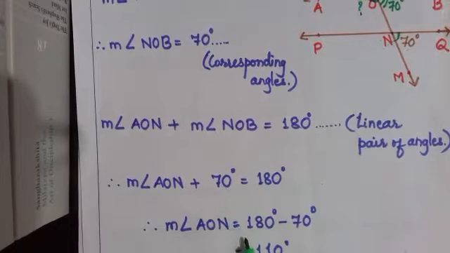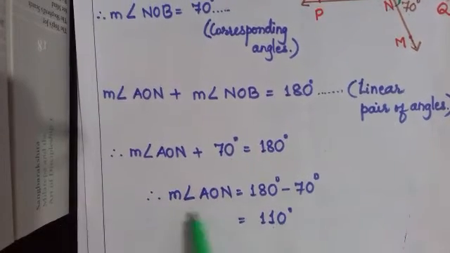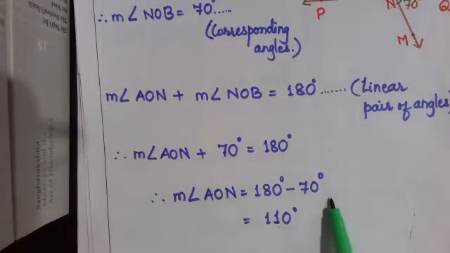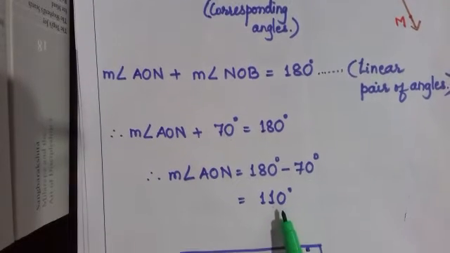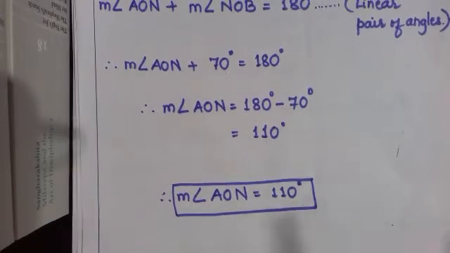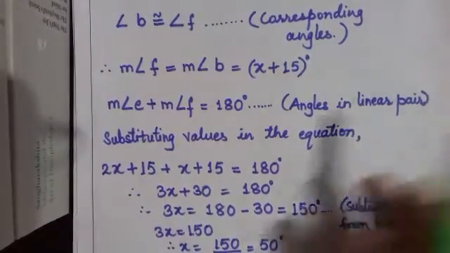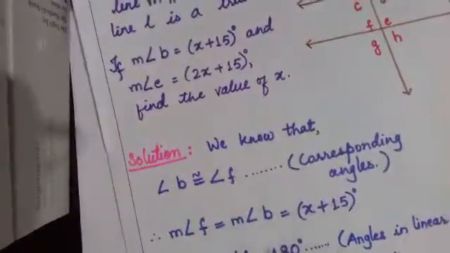This plus 70 will go on the right side of 180, it will become minus 70. So measure of angle AON is 180 minus 70, what will we have? 110. In this way, measure of angle AON is 110. Earlier also we got measure of angle AON as 110. Let us see the second example from our textbook.